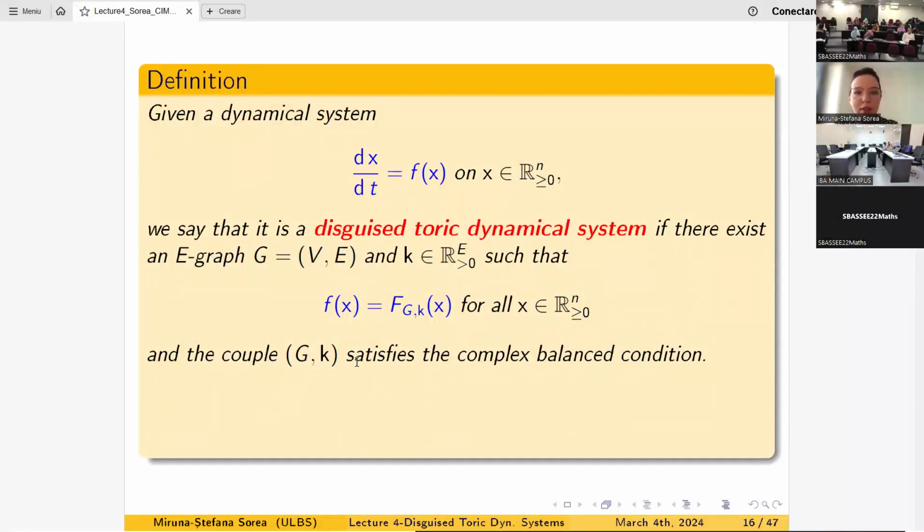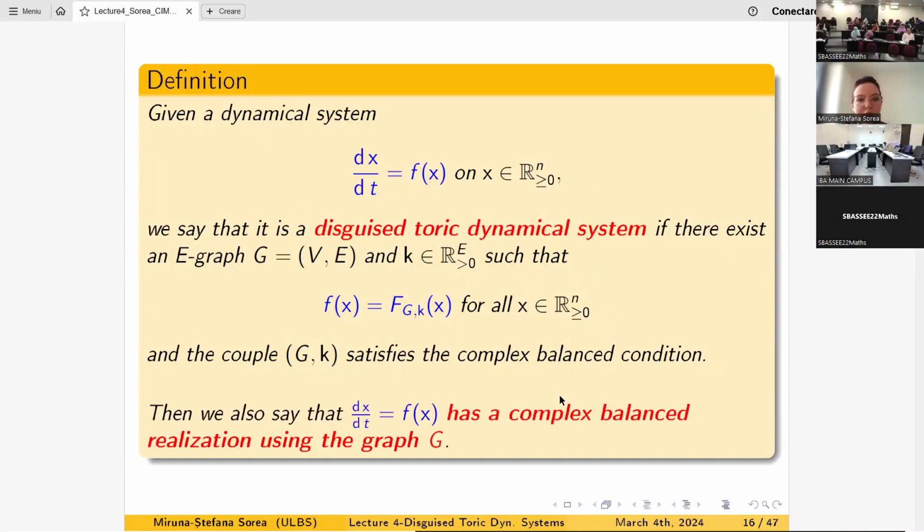So you don't see directly, but you see it using a new graph. A new graph that gives the same right-hand side as you see here. So this graph gives exactly your right-hand side. And moreover, the couple GK satisfies the complex balance condition. This is why we call it disguised, because we didn't know, but if we can find G, we know. Another way of saying it that I might sometimes use is that the system has a complex balance realization using the new graph G. So it has a complex balance realization.